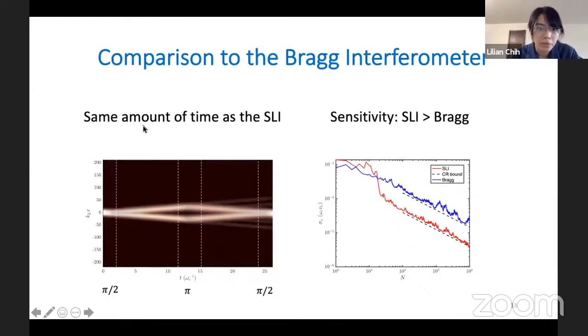We use the Bragg interferometer as a baseline to benchmark our shaken lattice interferometer designed by reinforcement learning. And we found that using the same amount of time, the Bragg interferometer enclosed a smaller area in space. And because the sensitivity is proportional to the enclosed area, the shaken lattice interferometer is more sensitive than the Bragg interferometer. And this can also be seen from this plot of the standard deviation.